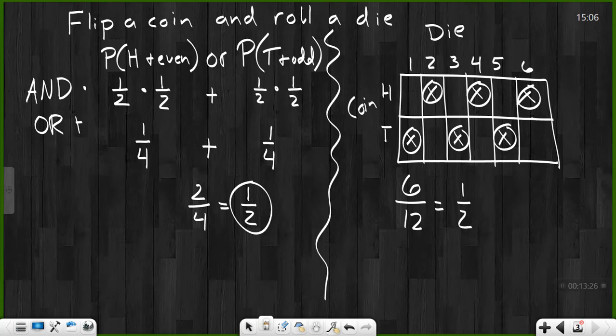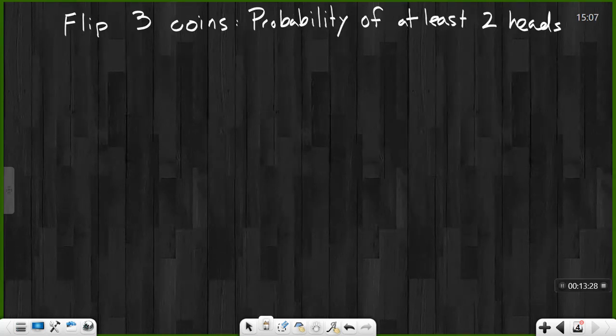Let's take a look at one more example. All right, if we're flipping 3 coins, what's the probability of getting at least 2 heads? In this case, if we're going to use our keywords of and or, we have to think through all the possibilities of getting at least 2 heads. If you can do that, you can use and or. If you can't do that, you need to draw a diagram.